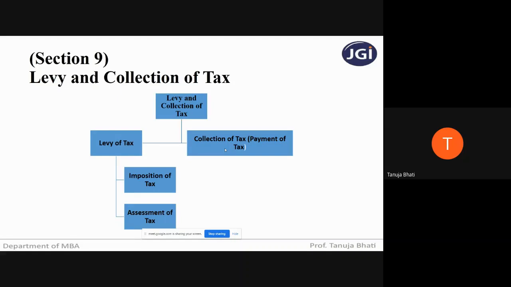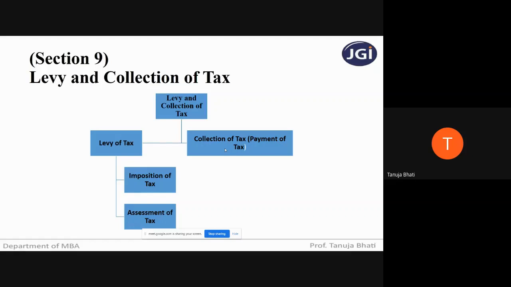The reason for that is, suppose levy and collection happen together, what will happen? Every day, n number of transactions take place. After every transaction, the supplier cannot keep on depositing the tax to the government simultaneously. So for administrative purposes, the government has said that first you impose the tax, you assess the tax, and later, after a period of one month or after every quarter, make the payment of tax to the respective GST authorities. So collection is kept separate, levy is kept separate.